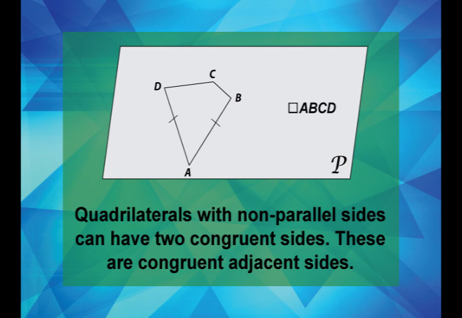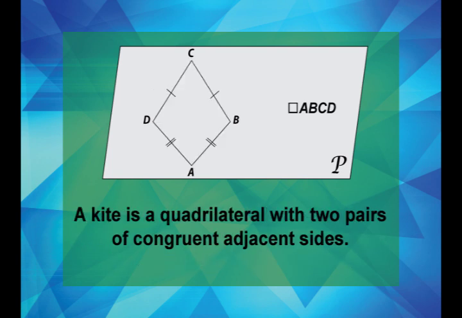Now we look at quadrilaterals with two pairs of adjacent congruent sides. A kite is a quadrilateral with two pairs of congruent adjacent sides. This is kite ABCD. Notice how sides AD and AB are congruent? See how sides CD and BC are congruent. You can see how this quadrilateral has the shape of what you would associate with an actual kite.